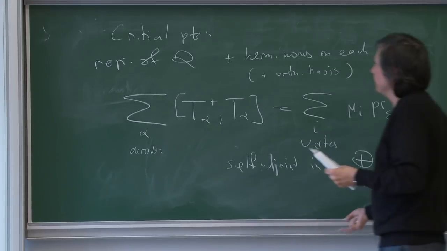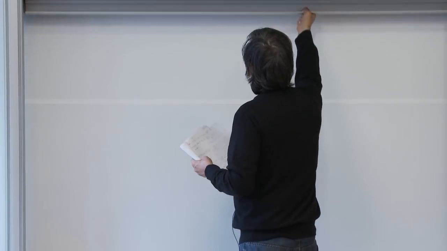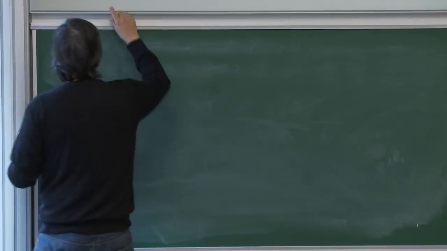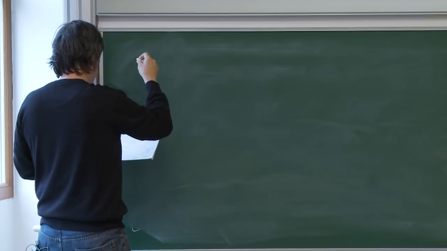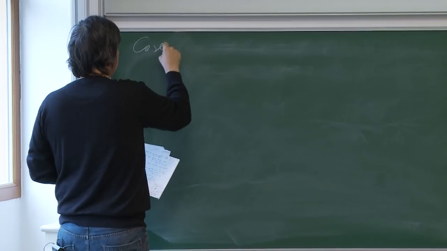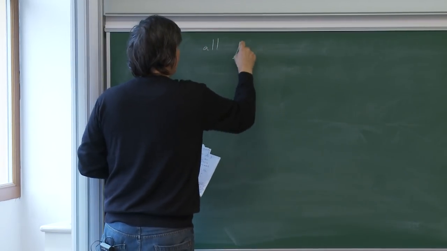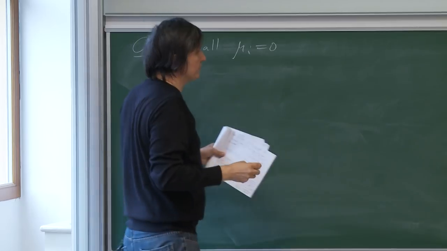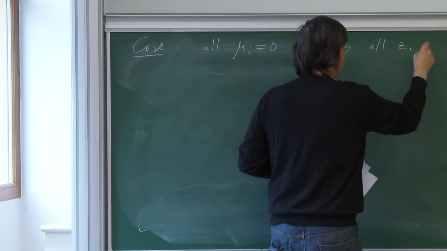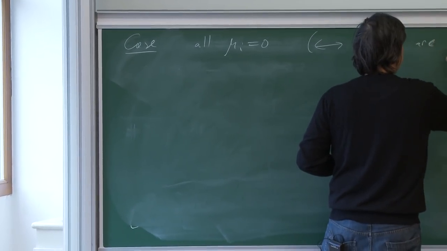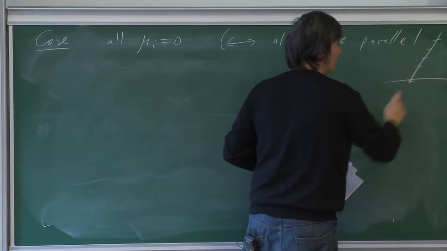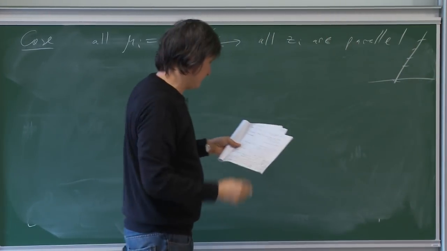And this is something really very deep, because, for example, let's consider a case when all mu I equal to 0. In terms of representation of quivers, it corresponds to things where all the I are parallel. So all my numbers sit on one ray, and when projected, I get 0.